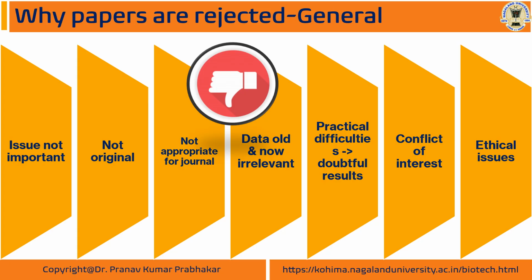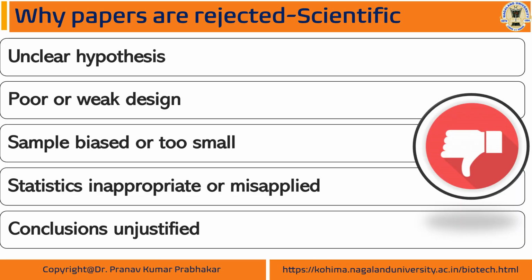Sometimes there will be a conflict of interest, like undisclosed personal, financial, or institutional interest that could bias the study. Then also the paper gets rejected, or sometimes an ethical issue will be there. So these are the common reasons why papers get rejected.